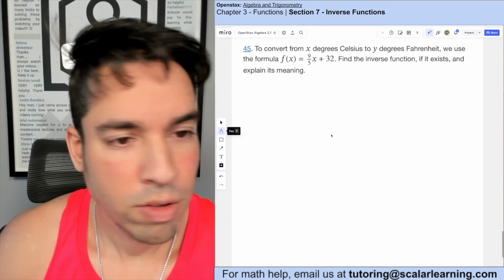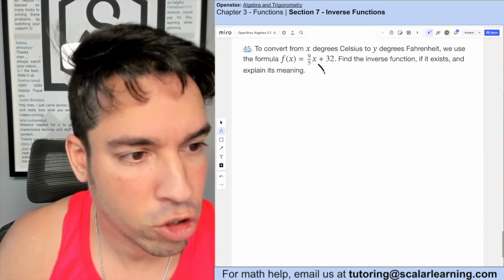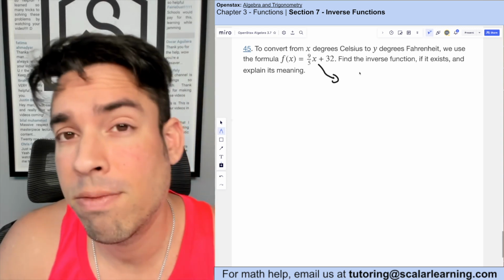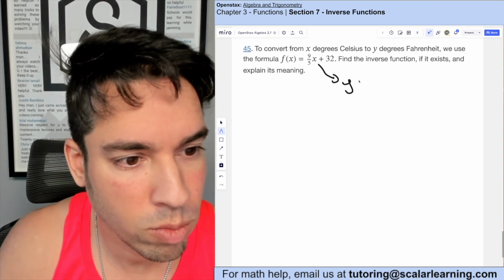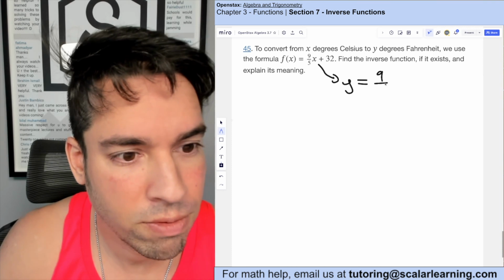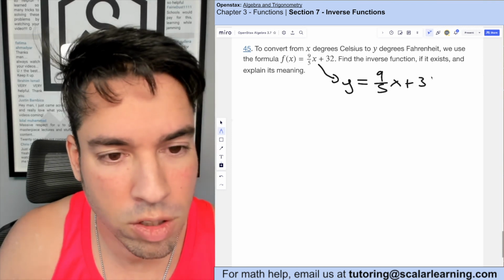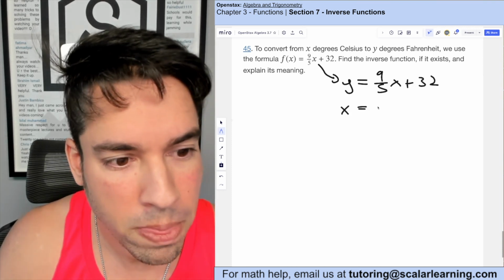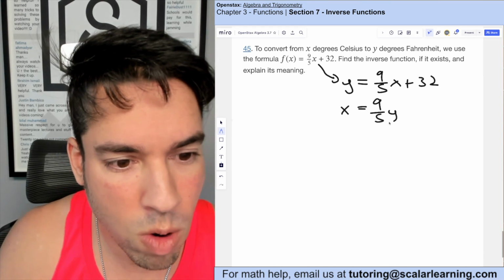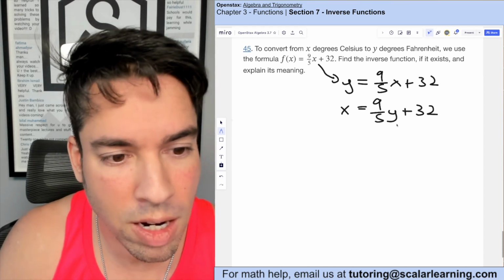Boom, done. For this question, we're meant to take this function, which converts Celsius to Fahrenheit, and find the inverse. So let's do that now. Once again, we're going to say y equals 9/5 x plus 32. Then we're going to swap the x and the y. So we got x equals 9/5 y plus 32, and then we're going to isolate the y.